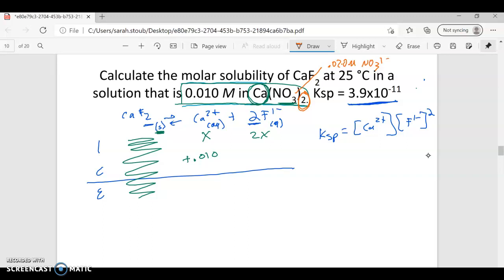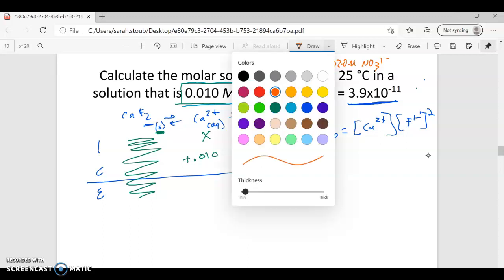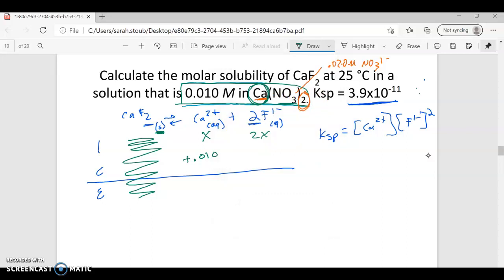So that's just a tricky thing that could be in future problems. It's not in this one, since we have a 1-to-1 ratio of the calcium, but it could be trickier if you had to do the nitrate part. So keep that in mind. And I'm not adding anything for the change for fluorine. I haven't added any extra ions of those. So now if I add it up, I've got X plus 0.01, and this lane will be 2X. So now I'm going to plug that into my KSP expression. My KSP is 3.9 times 10 to the negative 11, and that equals (X plus 0.01) times (2X) squared.